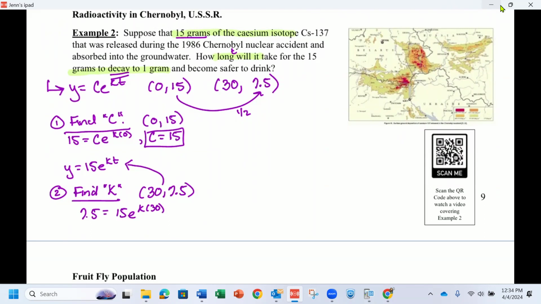What's going to be my first step? I'm going to divide both sides by what? 15. So I end up with 7.5 divided by 15, which is just going to be a half, equals E raised to the 30K. Go ahead and solve for K for me.